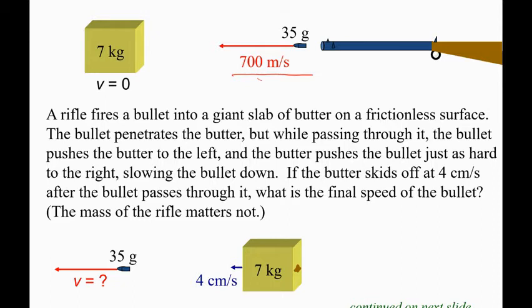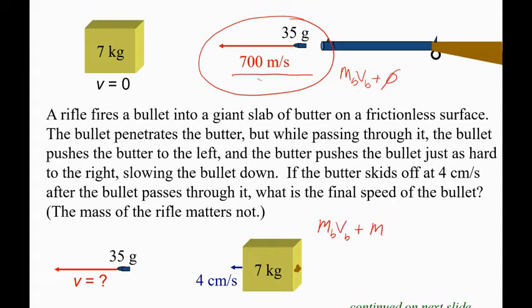If the butter skids off at 4 centimeters per second after the bullet passes through it, what is the final speed of the bullet? We need to look at the before situation. So our before situation is going to be right here. We have the mass of our bullet times the velocity of our bullet, plus 0, because our butter is not moving. And for the after, we have the mass of our bullet times its velocity, plus the mass of our butter times the velocity of our butter.